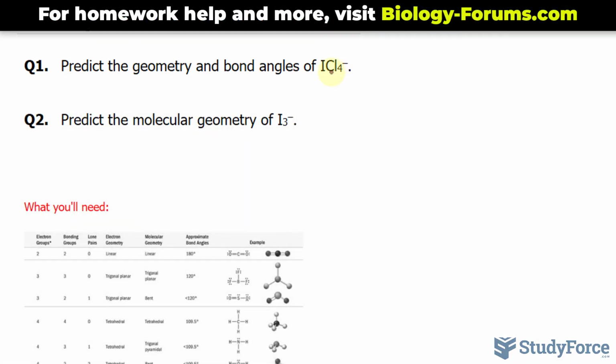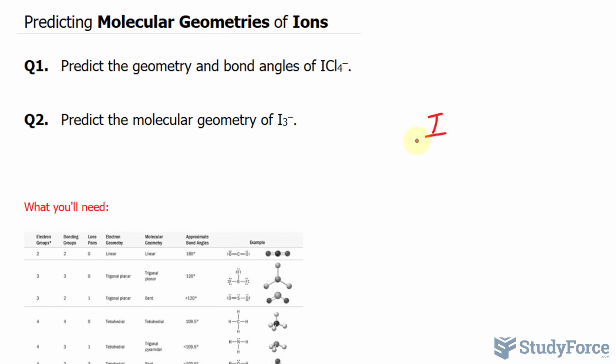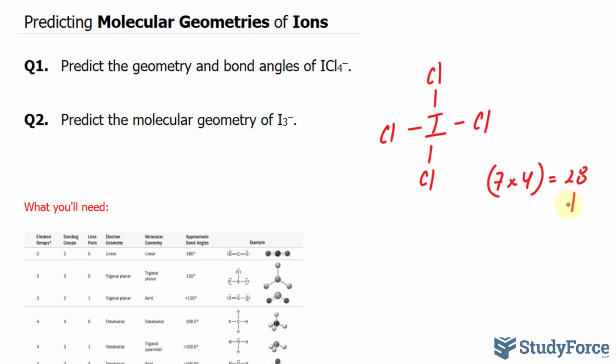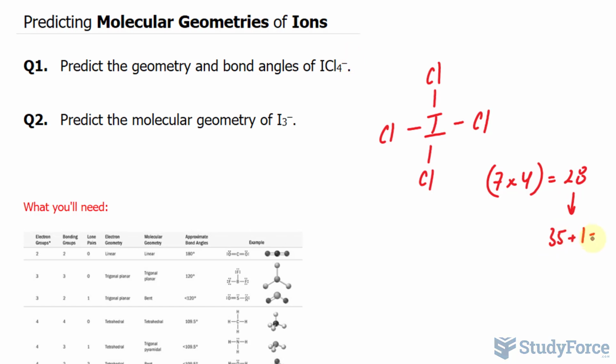The first thing that I want to do is show you what the Lewis structure looks like. We'll have a central atom, I, and bonded to the central atom are 4 chlorine atoms. Chlorine has 7 valence electrons, and since we have 4 of them, we'll multiply 7 by 4. That gives us 28. Iodine also has 7 valence electrons, so adding another 7 to this, we'll end up with 35. Now, given that the molecule is negative, that means it has an extra electron, so this adds up to 36.